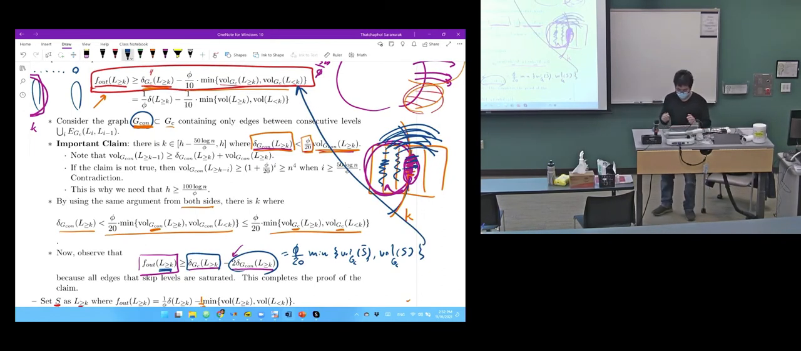So, quick question about this proof. Are you with me, or which step is confusing? It looks like everyone is confused, so you need to ask questions.